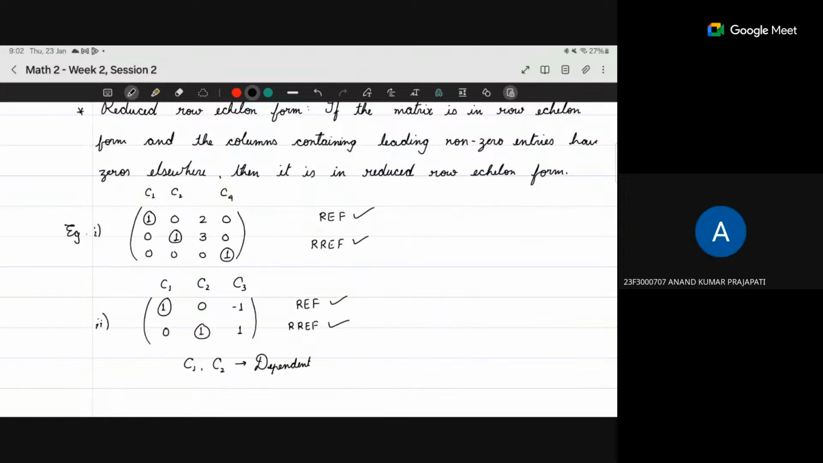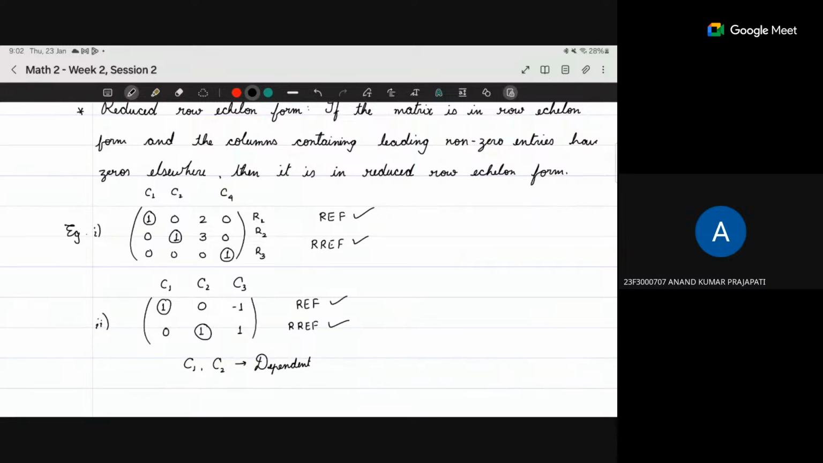So how do we come to know that C1 and C2 are dependent? You mark the leading entries, right? So you look at row 1. Row 1, the first entry is this. Row 2, the first entry is this. Or here it is probably more clear in the first example. If you look at row 1, row 2, row 3, mark the first non-zero entry in each row. Then you look at the columns corresponding to that. That is C1, C2, and C4.